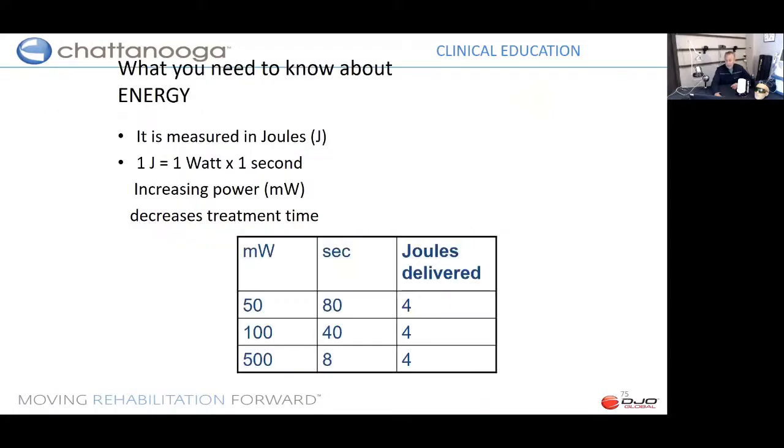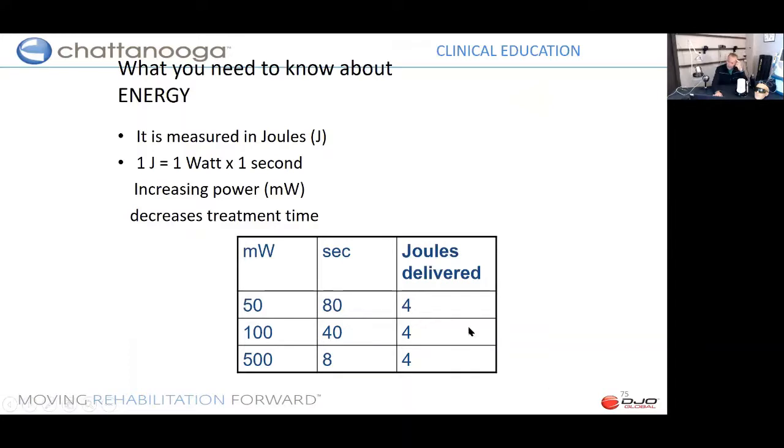So let me show you an example here. Here's a difference in energy. This is milliwatts, right? So 500 milliwatts is half of a watt. And the one in front of me here and the one next to me here is a 20 watt, right? So that's 20,000 milliwatts, okay? So here we're just talking about milliwatts.